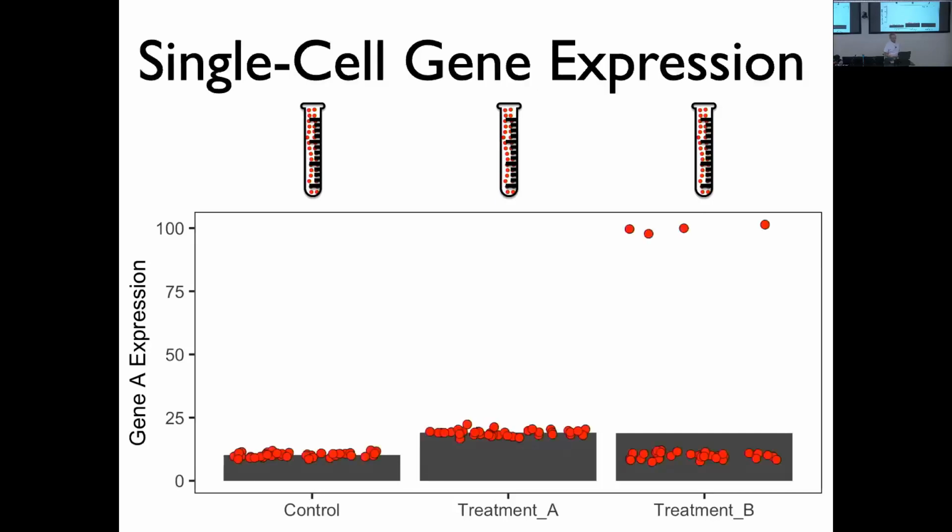But when you look at the single cell level, what you might see is that treatment A just increases the population, it lifts all boats, right? It increases the expression of gene A across all the cells about the same, whereas treatment B might just boost the expression in a small set of cells. And this could be like a different population, like maybe this is T cells and these are all, I don't know, macrophages or something.